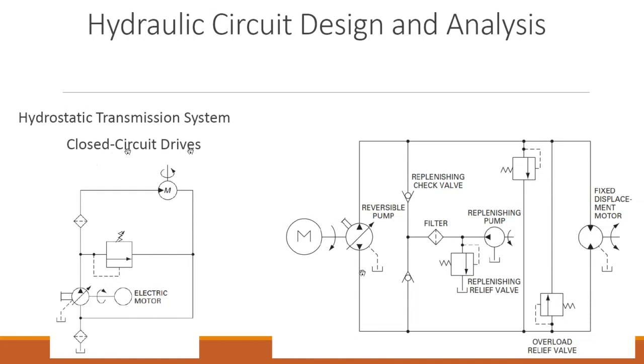What about the closed circuit? Here you go. Closed circuit drives. Let's talk about this simple one. This is your variable displacement pump. See, this arrow is telling us that it is a variable displacement pump. This is your tank, this is your strainer or the filter, and there is something else I'll explain later. Let's first see this whole circuit.